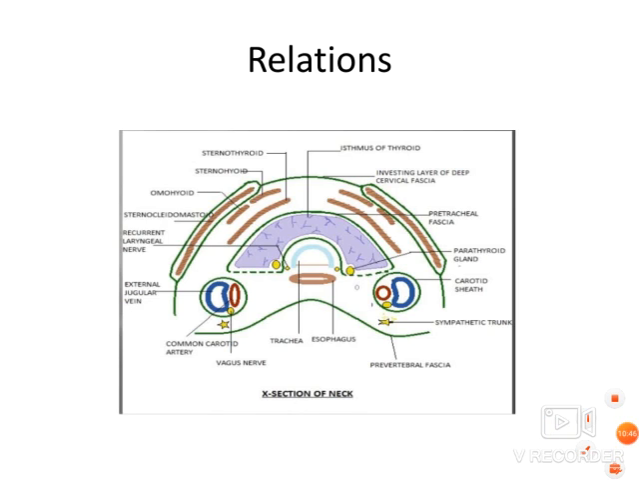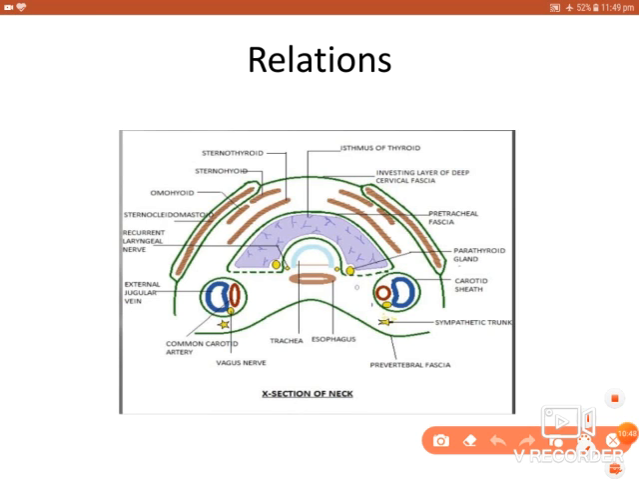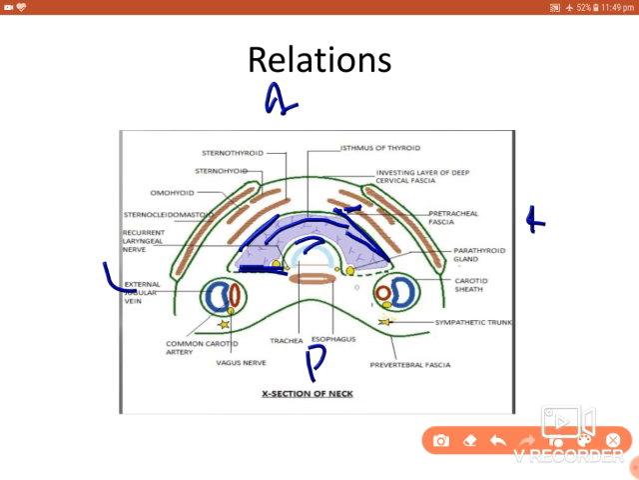Then here you are seeing a cross section, a transverse section of the thyroid gland. This is the posterior aspect. This is the anterior. This is the right and left. See here, this is the thyroid gland, the purple one. It's surrounded by this green covering, the pretracheal fascia. Then this is the anterolateral surface, and this is the posterolateral surface. This forms the medial relations.